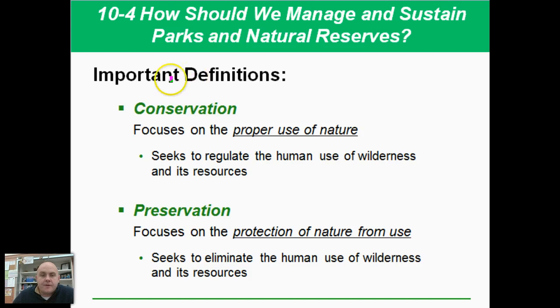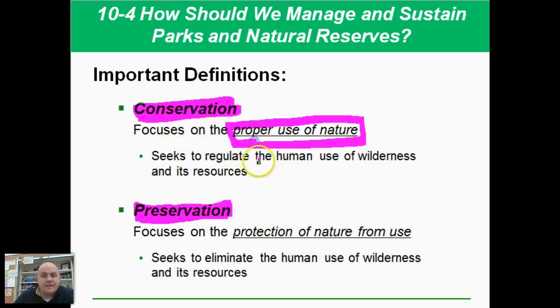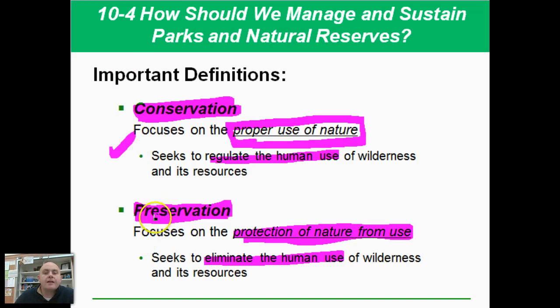A couple terms for you. Conservation, fairly common term, and preservation, which is also a pretty common term. But it's important to know how these terms apply specifically when we're talking about managing of ecosystems. Conservation is about using nature in a way that's proper and appropriate, so it regulates human use of the specific resources. Preservation is about full-on protection of the use, so it's about removing human use from it. So conservation is about regulating, and preservation is about avoiding human use.